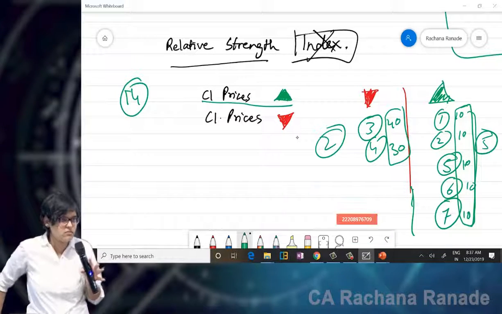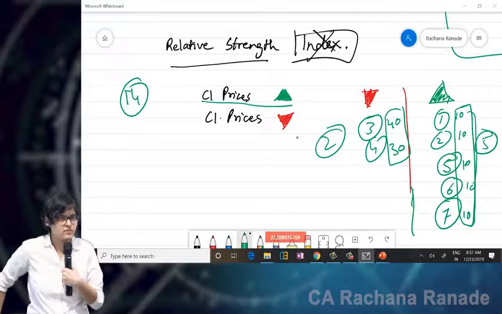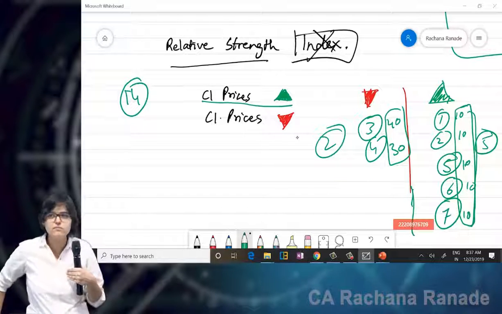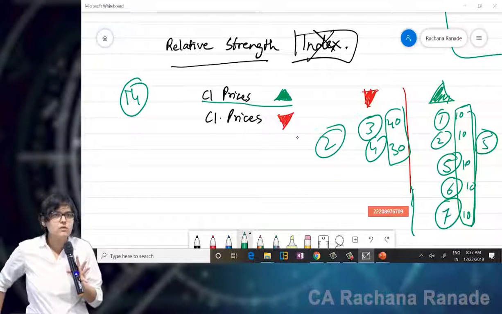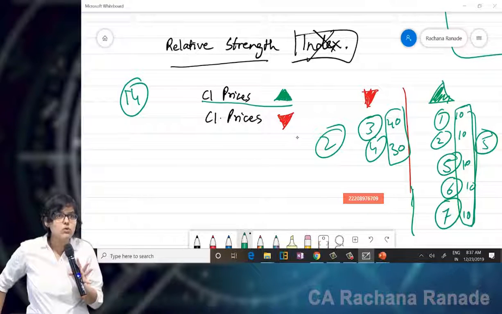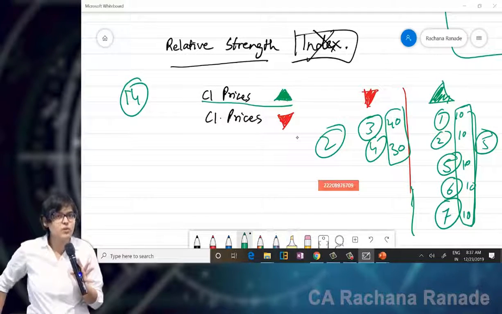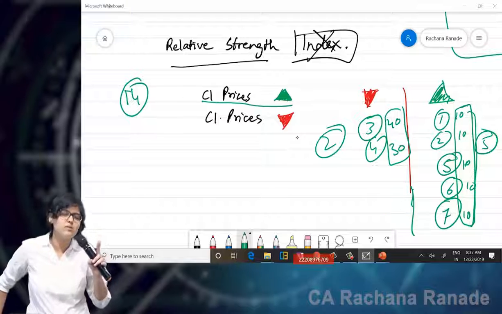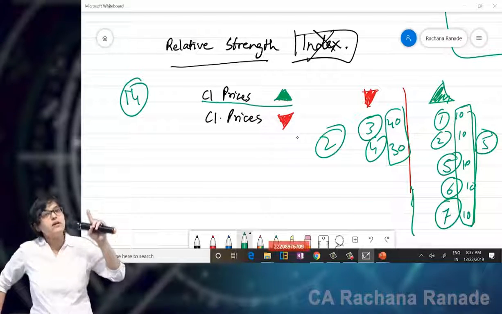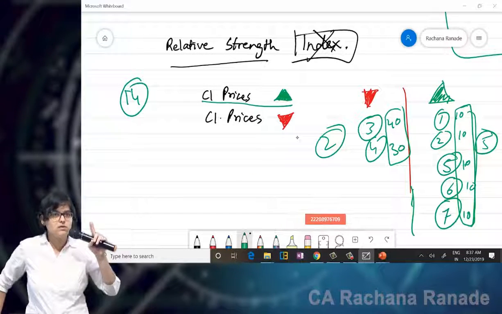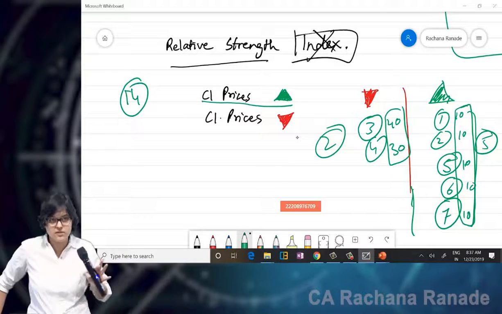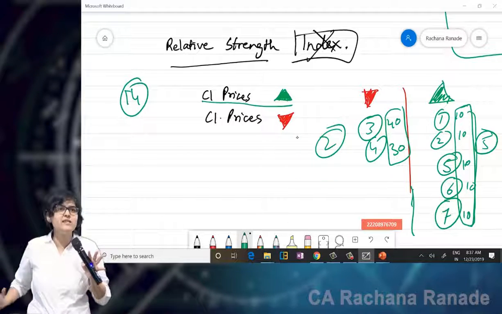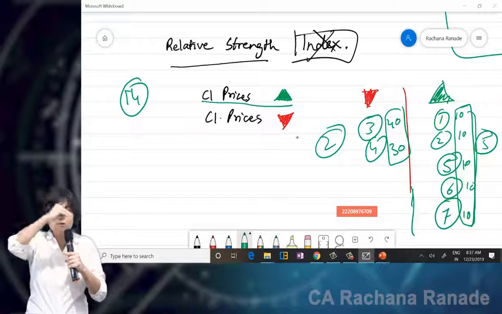Again, traditionally. Even I continue with the 14 days. I don't change the number of days. No, 14 is the number of days that I'm talking about. Bollinger, whatever, we'll go with standard deviation and all that. Standard deviation comes in Bollinger Band, not in RSI. RSI is just an index of strength or weakness.